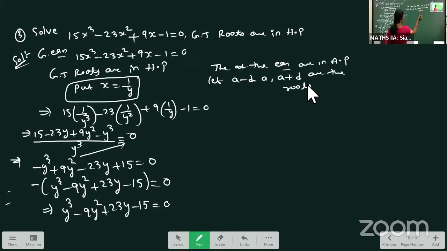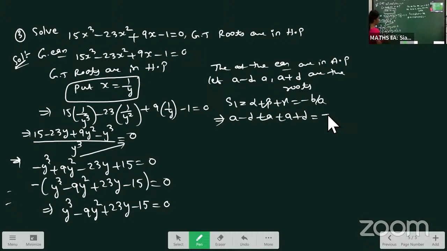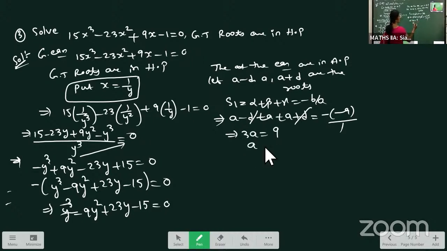Immediately, when roots are in AP, we go for S1. S1 formula: alpha plus beta plus gamma is equal to minus B by A. Substitute the alpha, beta, gamma values: A minus D plus A plus D is equal to minus B by A, taking values from this equation, minus minus 9 by 1. D gets cancelled. A plus A plus A, 3A is equal to 9. So A is equal to 9 by 3. A is equal to 3. One root we got. So by taking this, we have to find out the other roots.